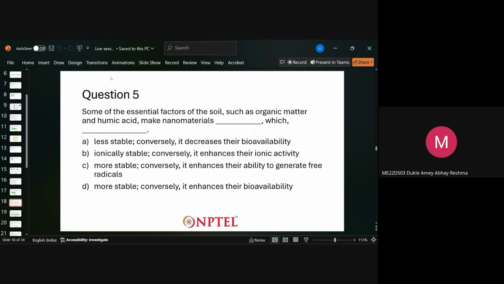And the fifth question: some essential factors of the soil such as organic matter and humic acid make nanomaterials dash, which dash. So the options are: less stable, conversely it decreases the bioavailability; ionically stable, conversely it enhances the ionic activity; more stable, conversely enhances their ability to generate free radicals; more stable, conversely it enhances their bioavailability. So the answer is D: more stable, it enhances their bioavailability.